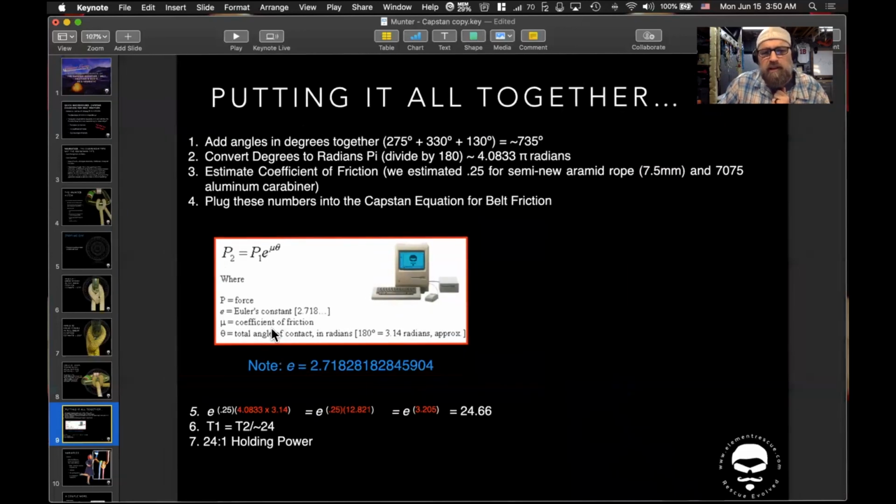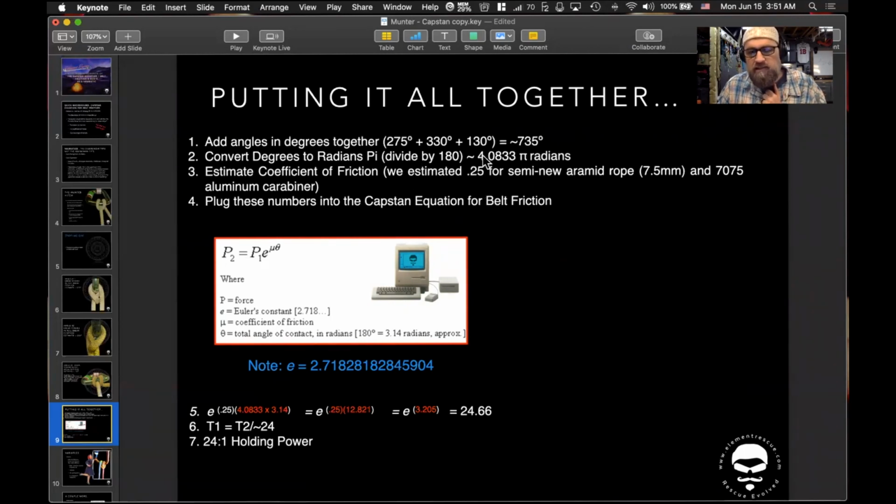So when we put it all together, now that we have our 3 numbers, 275 degrees, 330, and 130, we add them together and we get roughly 735 degrees. What we have to do is convert that into radians, pi radians. All we have to do is take that 735 and divide it by 180, as in 180 degrees. So we divide that by 180, and what we get is 4.0833 pi radians.